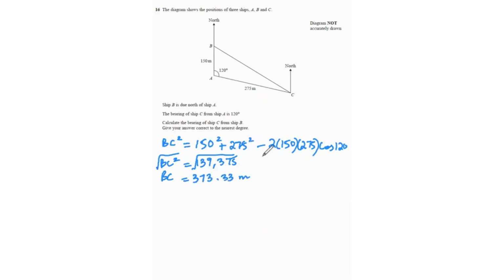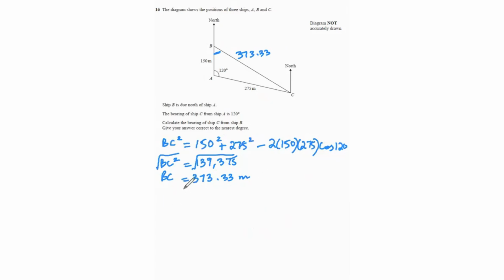BC would equal 373.33 meters. So now that we have the third length, we can use that to find the angle, and we can find the angle using the sine rule. So we're trying to find the bearing of ship C from B. So that means we need to first figure out this angle so that we can use that to find the bearing.